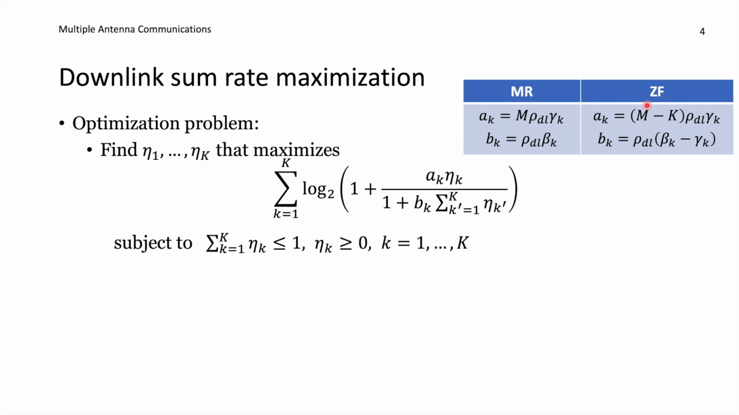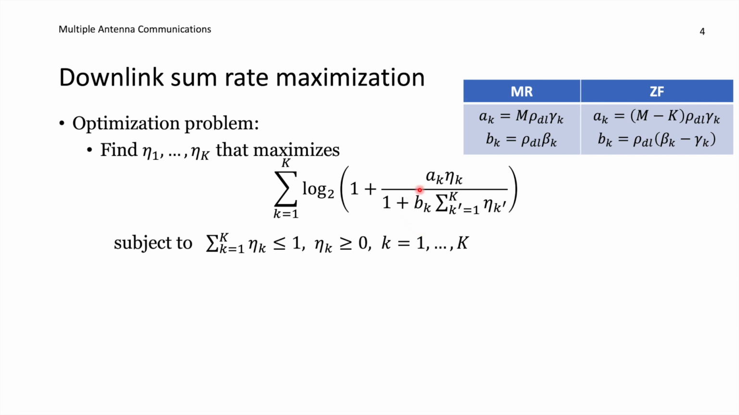And if we're using zero forcing precoding, well then A_k is M, the number of antennas, minus the number of users, and then we're multiplying with the same factor again, rho downlink times eta k. Then in the denominator of the SINR, we have a noise term, and then we have B_k, which is a parameter that is telling us how strong the interference is.